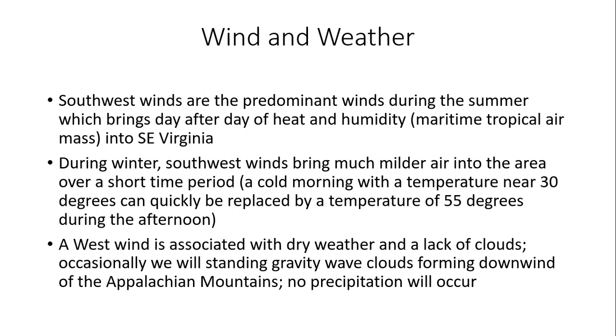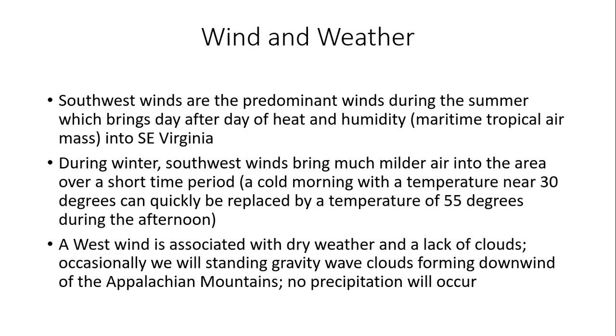A westerly wind across southeast Virginia is usually associated with dry weather and a lack of clouds. And we have to look at the geography here, because to the west of southeastern Virginia we have the Appalachian Mountains. As westerly winds hit the Appalachian Mountains, the air rises on the windward side, all the moisture precipitates out of the clouds, and then the air sinks. As air sinks on the leeward side, it warms and dries out.